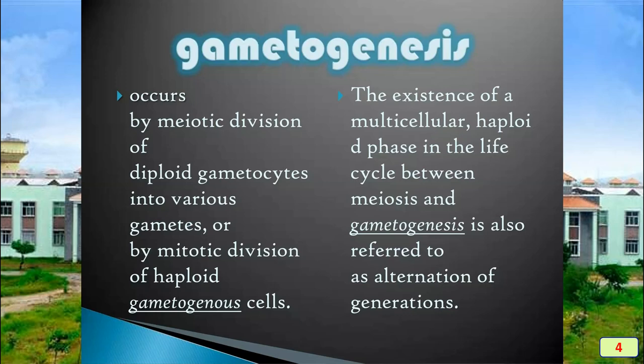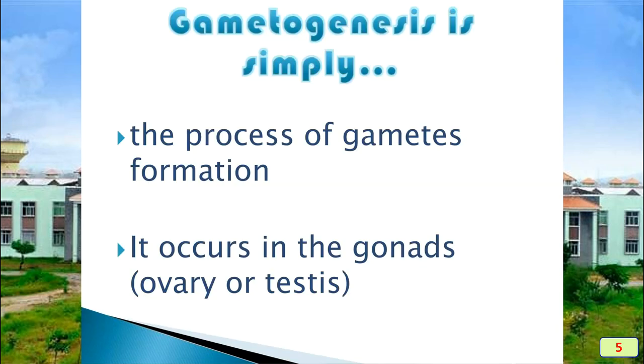Gametogenesis occurs by meiotic division of diploid gametogenic cells into various gametes, or by mitotic division of haploid gametogenic cells. This further shows the existence of a multicellular haploid phase in the life cycle between meiosis, and gametogenesis is also referred to as alternation of generations. So it is a process of gamete formation. It occurs in the gonads, the ovary and also the testis.